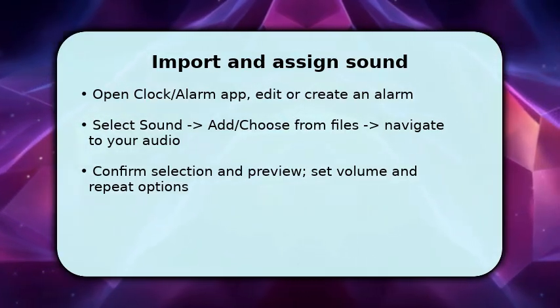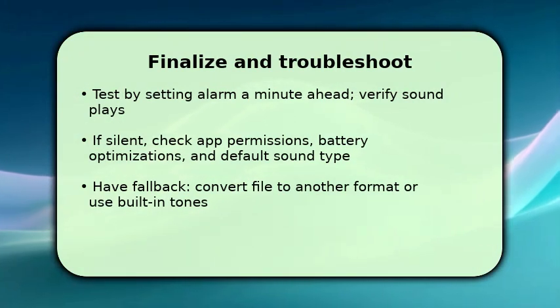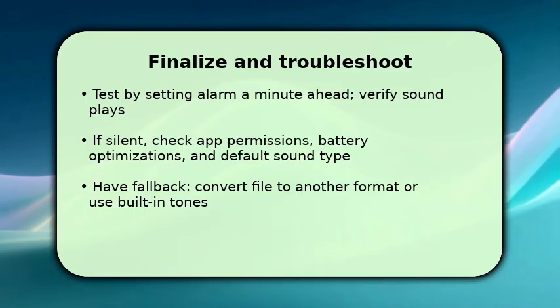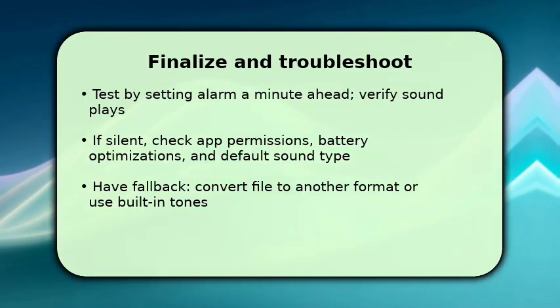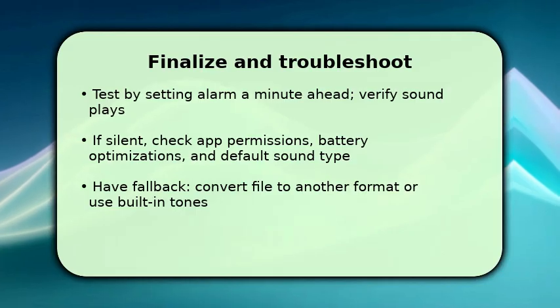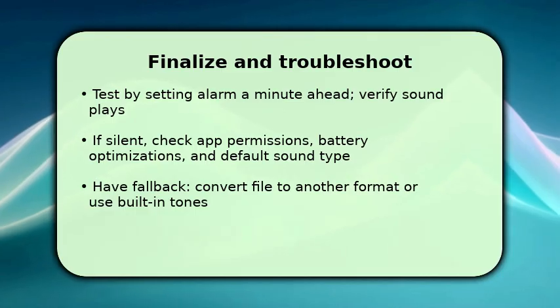You finish by testing and handling common failures. Set the alarm for a minute ahead and wait. If the sound plays, you are done. If silent, first check storage permissions and that battery optimization isn't killing the clock app, then confirm the file format is supported. Make sure Do Not Disturb rules allow alarms.